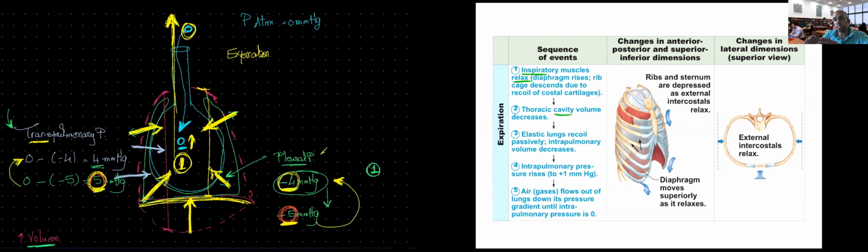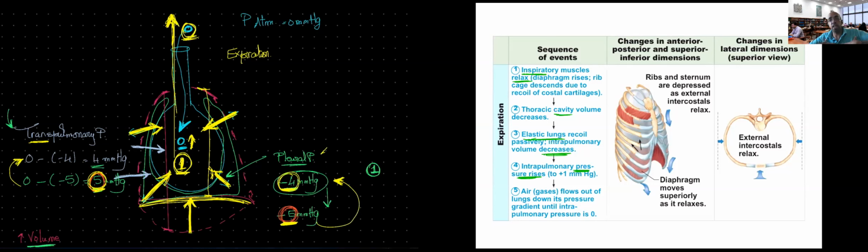So if the effective pressure that keeps my lungs inflated drops, what happens? The lungs will recoil passively. And when it recoils passively, what's going to happen? When I decrease the volume of the lungs, the pressure inside the lungs is going to rise. So rather than being 0 millimeter mercury at the end of an inspiration, now it becomes 1 millimeter mercury. So now inside the lungs, I have higher pressure compared to the atmospheric pressure. Inside the lungs, I have 1 millimeter mercury. Outside in the atmosphere, I have a 0 millimeter mercury.